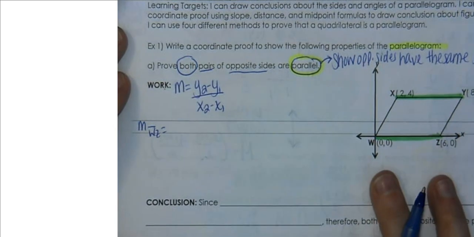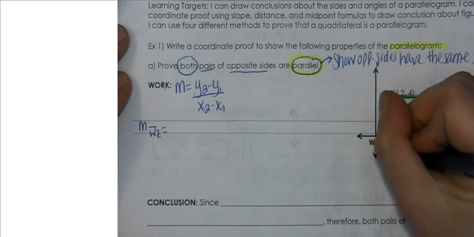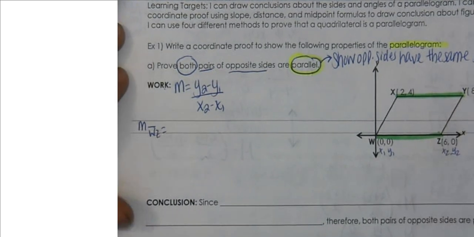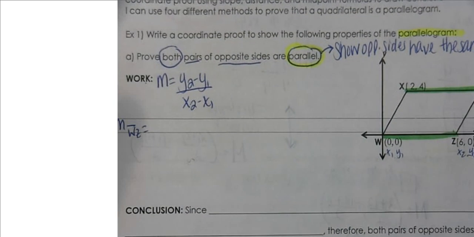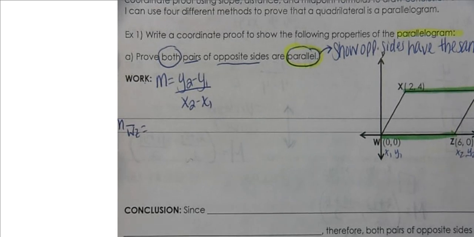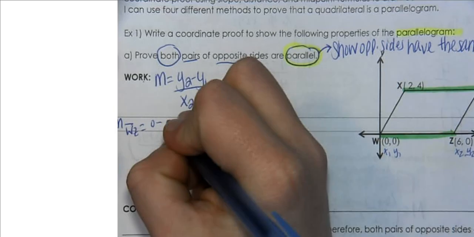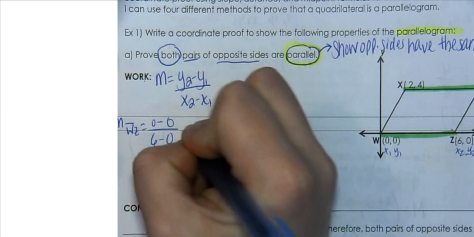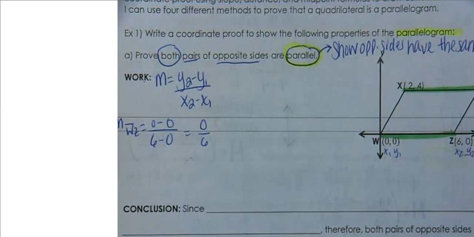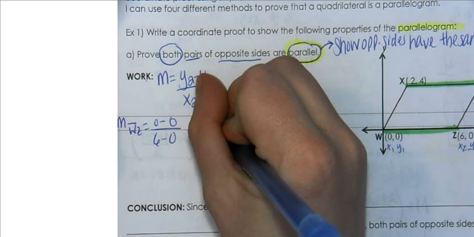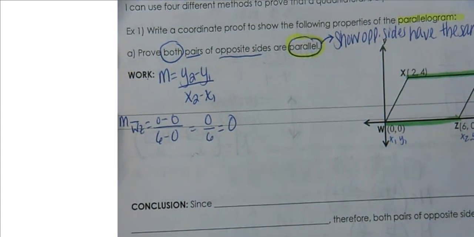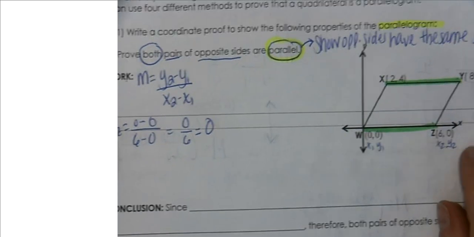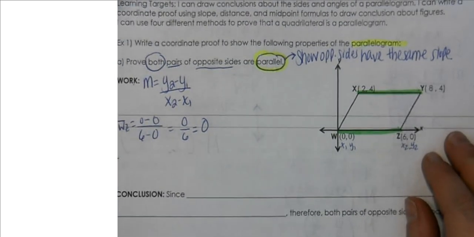That's down here. And if it's helpful for you to label x1, y1, and x2, y2, go ahead and do that. If it's not helpful, then don't worry about it. Just do what makes sense for you. So I'm going to write 0 minus 0, so that's y2 minus y1, divided by 6 minus 0, that's x2 minus x1. We end up with 0 over 6, and 0 on the top is okay, but 0 on the bottom, no way. So therefore, this ends up being 0. Next, I'm going to go ahead and look at the slope of my other green side, which is XY. So we're going to find the slope of XY.